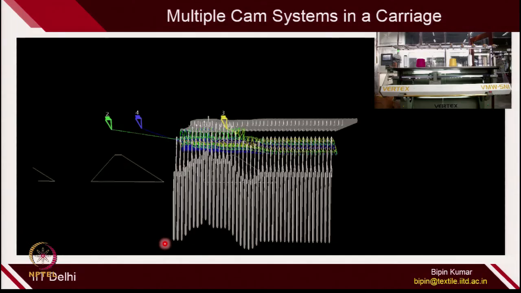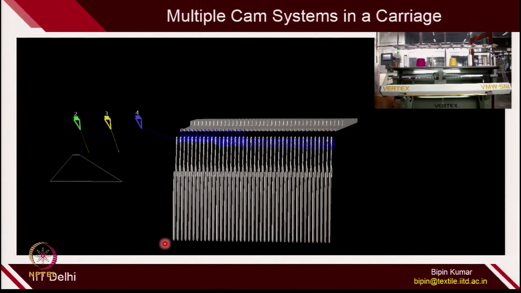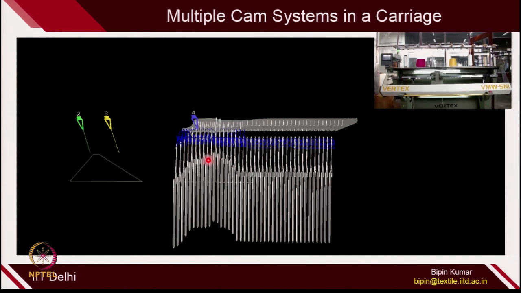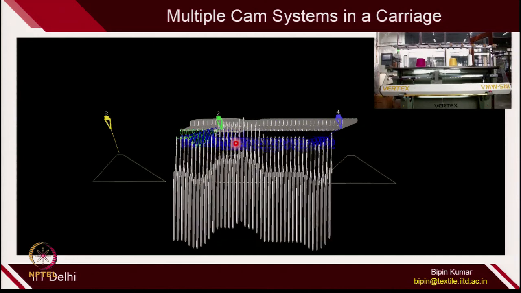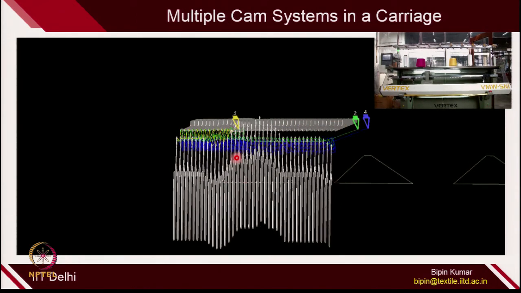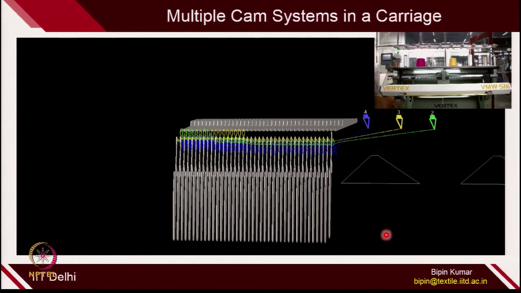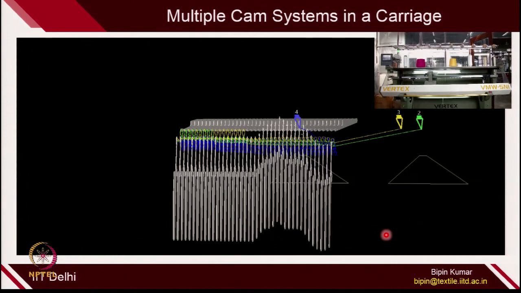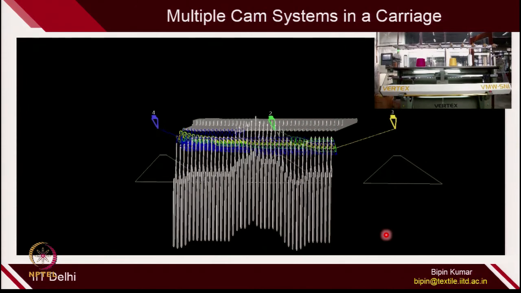So in one go, when you are going from left to right, you are actually creating three courses simultaneously, because you have a three cam system, and each cam system can make loop, tuck and float. Once the blue cam system has completed its function, the needles are free, and then the second cam system starts making the loop. Once the second is done, those needles become free for the third cam system, and in this way you can create multiple courses by one traverse movement. So once you go from left to right, you can simultaneously create three courses. You can imagine the productivity can go up three times in the same time interval.